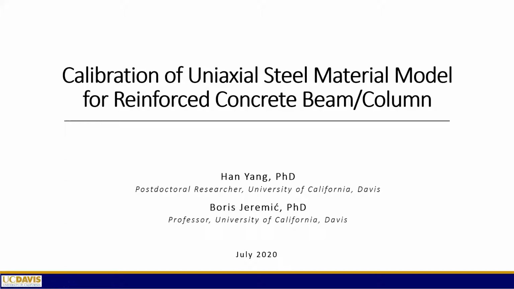Thank you, Professor Boris, and hello again from Davis this morning. In this video, we're going to talk about the calibration of a uniaxial steel material model for a reinforced concrete beam column. Actually, it can also be used for shear wall, plate, or shells. It's a really very versatile material model, and it's used a lot. Here we're going to talk about the command and also how to calibrate this material model.